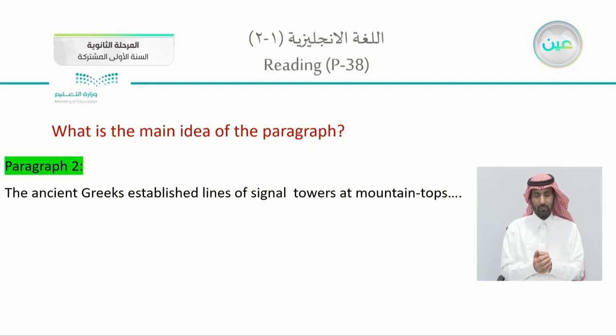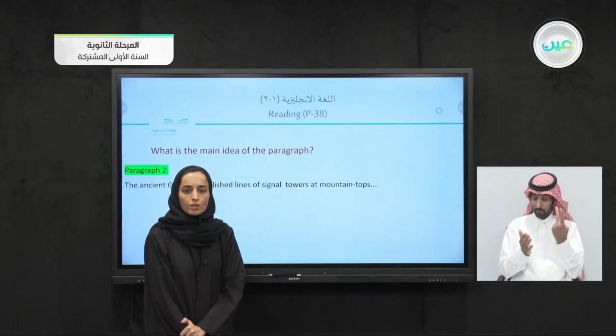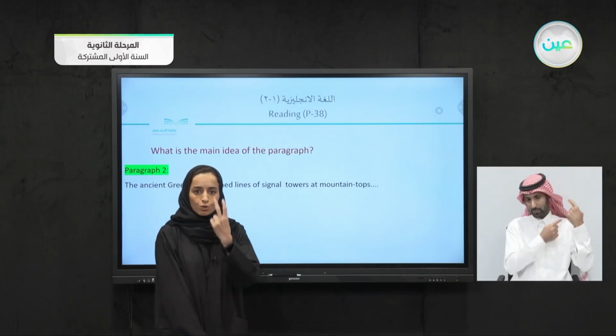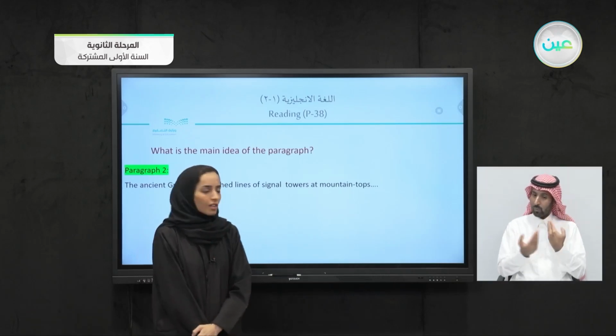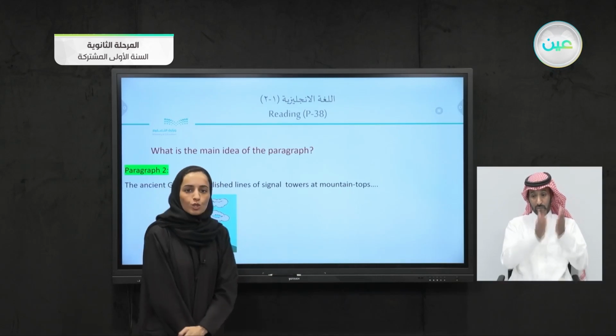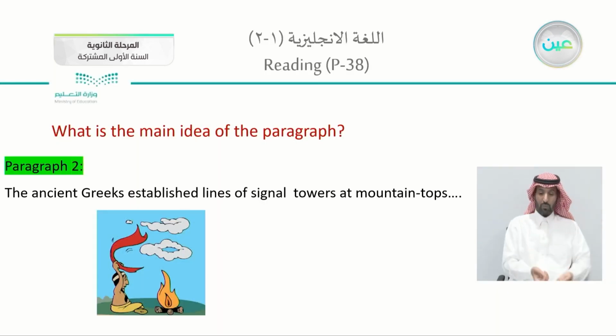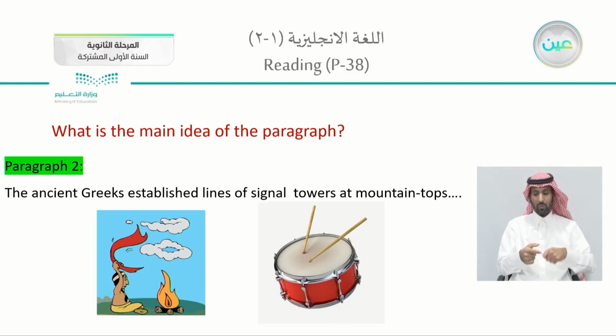So in here, the second paragraph is about how in ancient Greece, they used two ways to communicate. The first one is using fire and smoke. The smoke rises to send messages to a large area of land. And also, they used drums. Why the drums? Because they have a higher sound, and the sound spreads into a larger area.